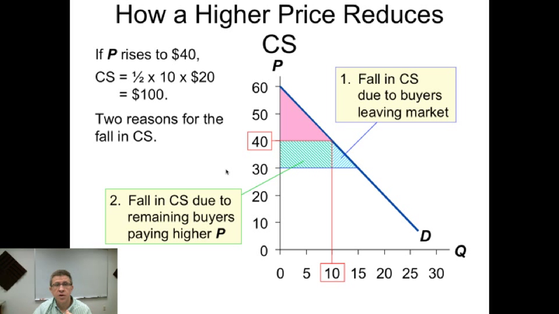So the consumer surplus falls. A higher price reduces consumer surplus. Two reasons. One, everybody who was buying before, who's still buying, has a lower consumer surplus. On top of that, you have some people who've simply just left the market.